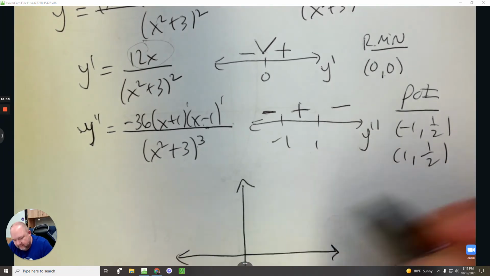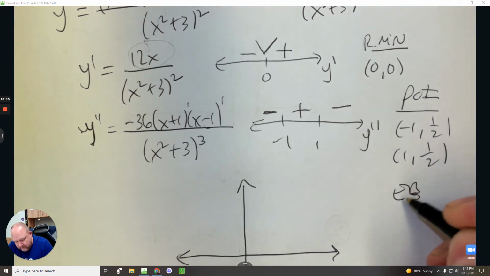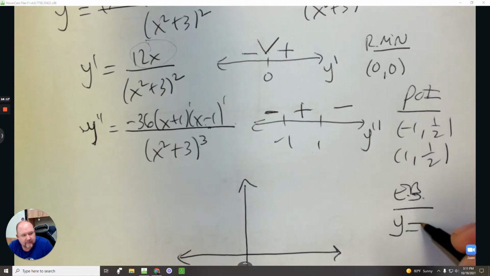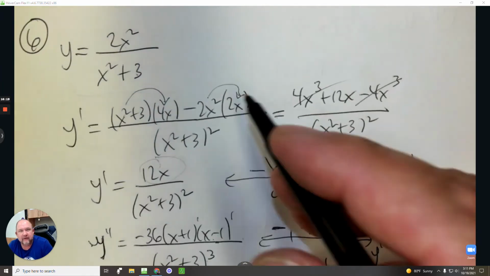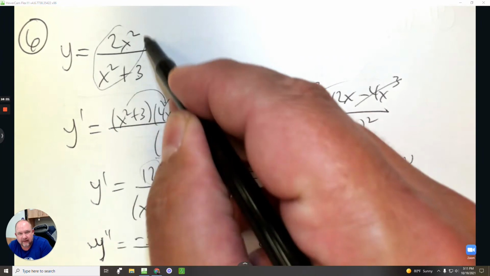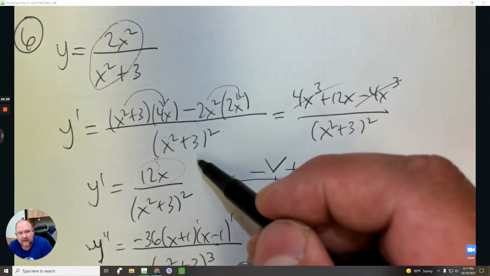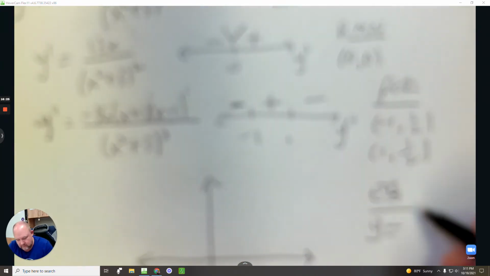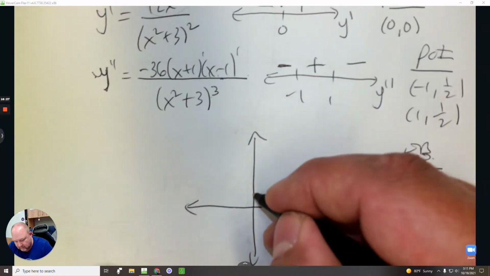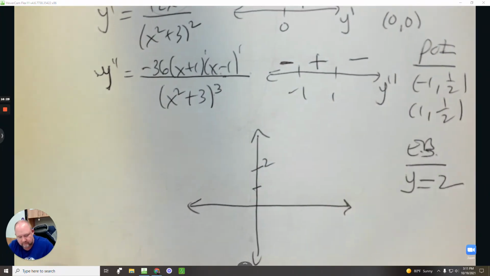Oh, and the end behavior. To find the end behavior, power term over power term. Notice if I look at the power terms, divide them, and you get the answer 2. So the end behavior is y equals 2.